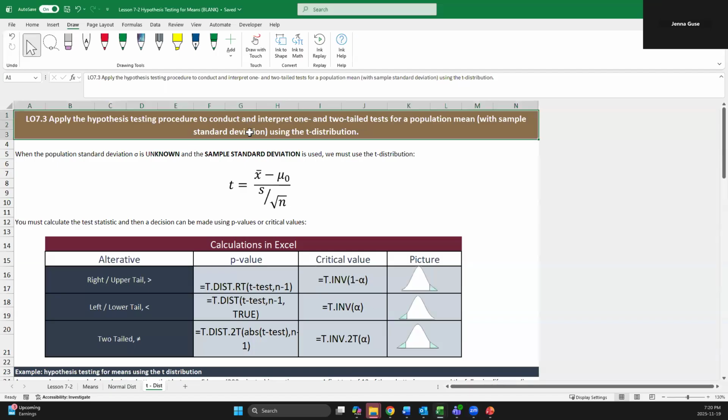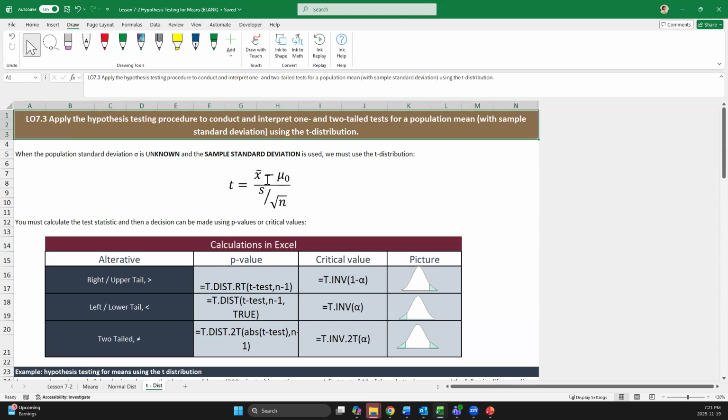In this sheet, we're going to talk about how you apply the hypothesis testing procedure using the t-distribution. When we're doing a hypothesis test for the mean, it's more often in real life that you won't actually know the population standard deviation. In the hypothesis testing procedure, we're trying to see if an estimate for the population mean is reasonable using the sample data.